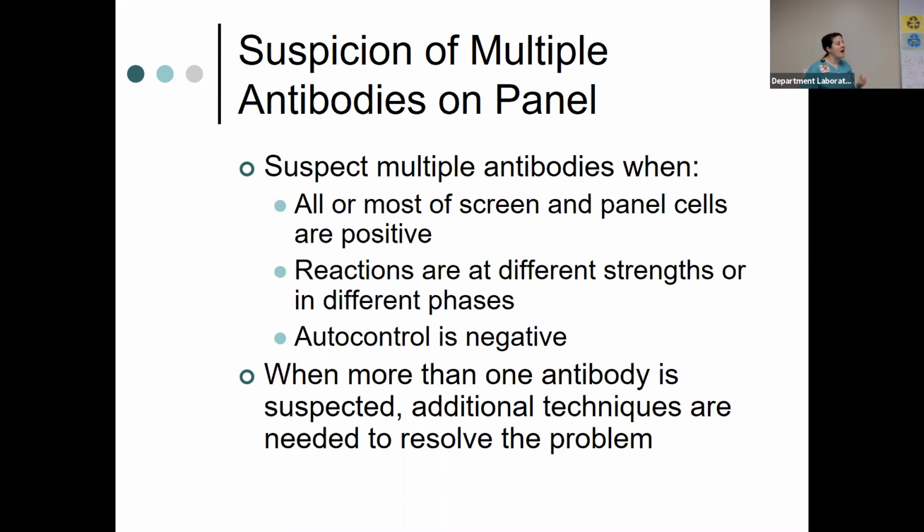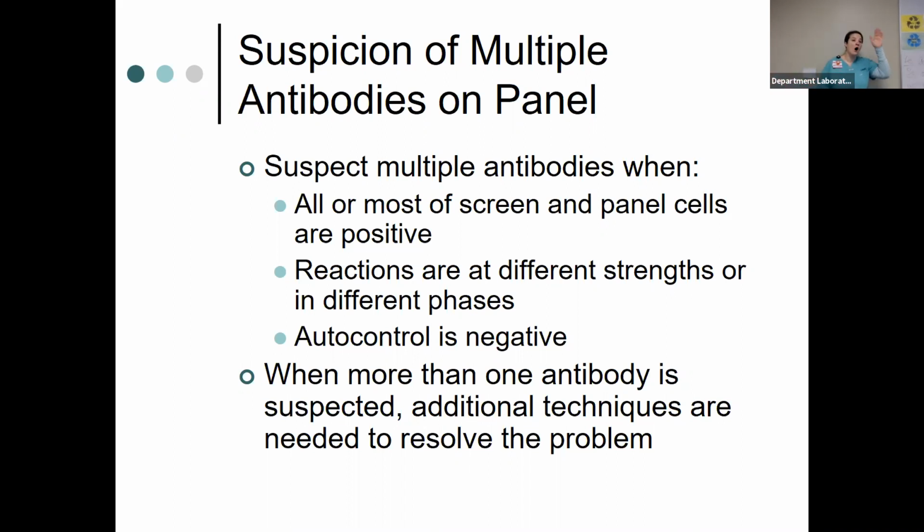So if all of your screening cells are positive, keep that in mind too. And if you have reactions of varying strengths, all right? If you have some 2+ reactions, some 3+ reactions, then that could indicate either number one, multiple antibodies, or what else? Dosage, all right? And then if you have reactions in different phases, right? Maybe you have an antibody that's reacting at initial spin, and then it's warming up, but then you also have some reactions at AHG phase of testing. That will let you know that you have multiple antibodies present, okay? Maybe you're dealing with an IgM antibody and an IgG antibody, okay? And so that's another key that you have multiple antibodies.